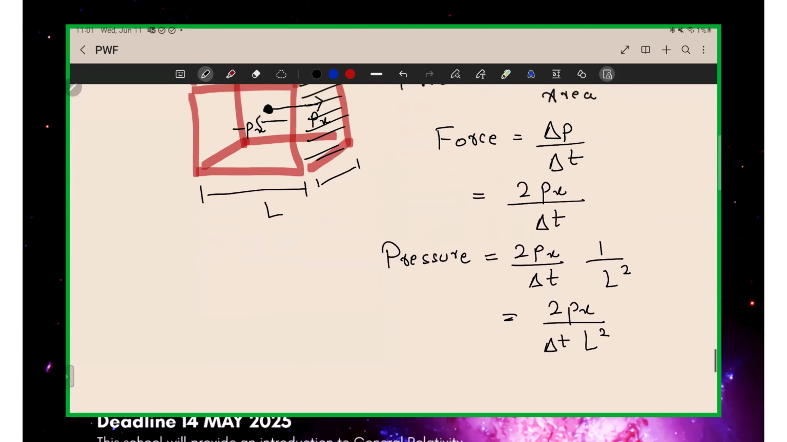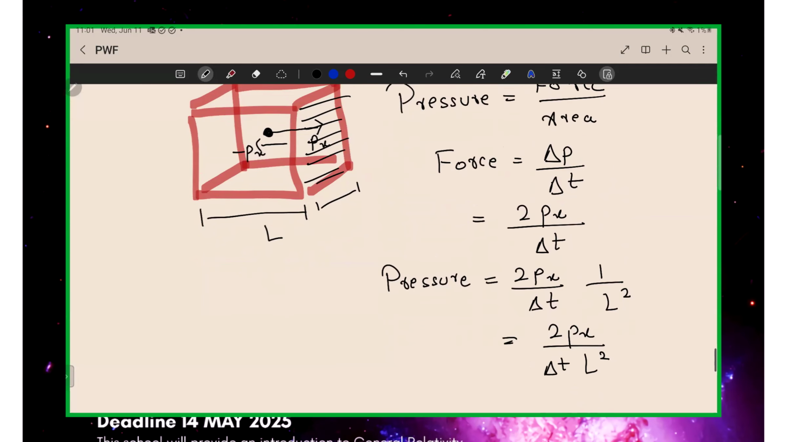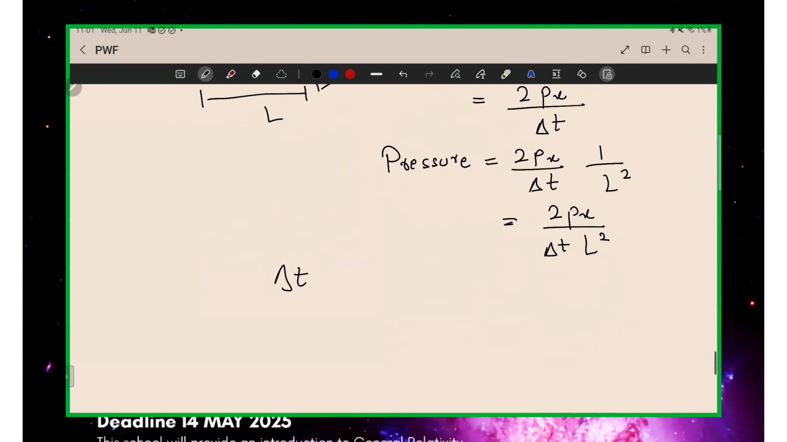Now, what is delta t? What is the time difference between two collisions? It is the time that it takes for the particle to come from here to here and then go back. So delta t is 2 times L divided by the velocity of the particle, which means it is 2 times L times m over px.